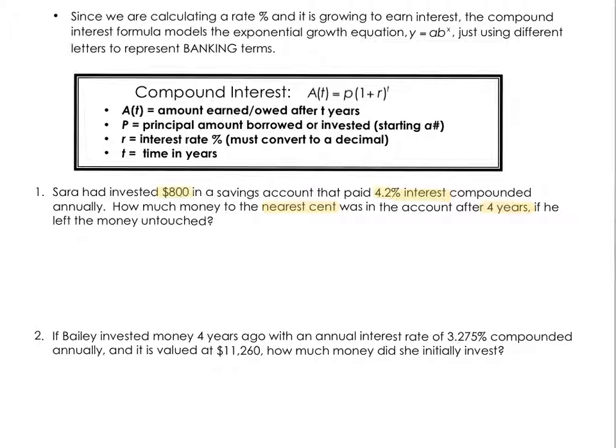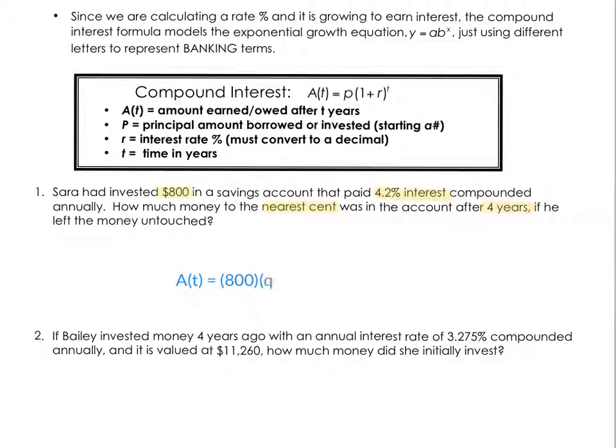Okay, so again, we can think of this as an exponential growth. We can use y equals a b to the x, but we can also use this A of t formula. So A of t is just going to be the amount earned in this case since she is in a savings account. P is your principal, so what did she have at the start? That was the 800, just like the a value, the initial amount.